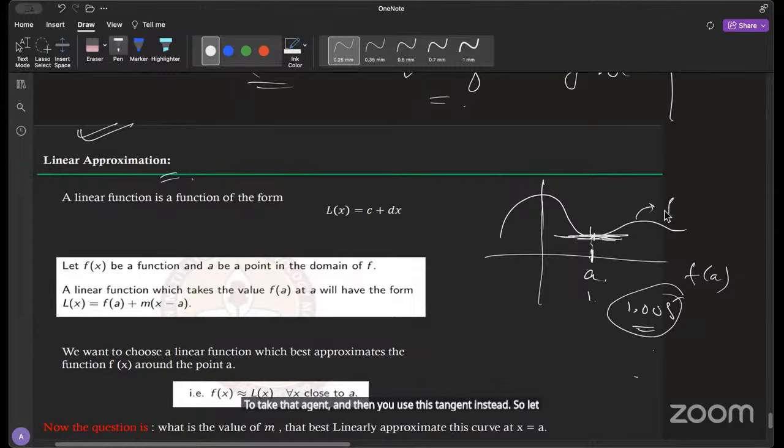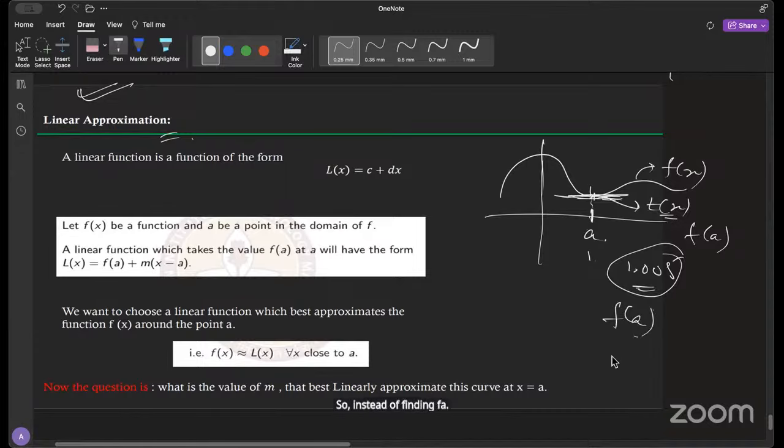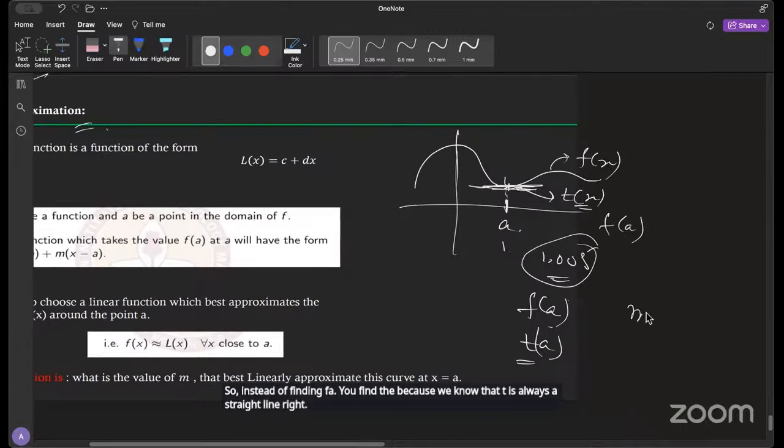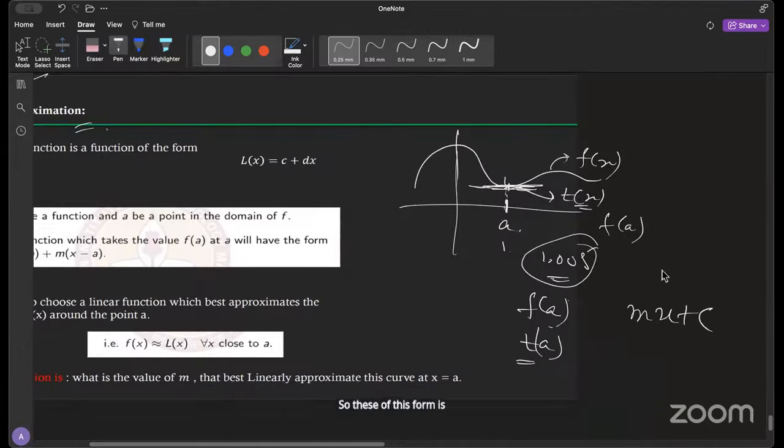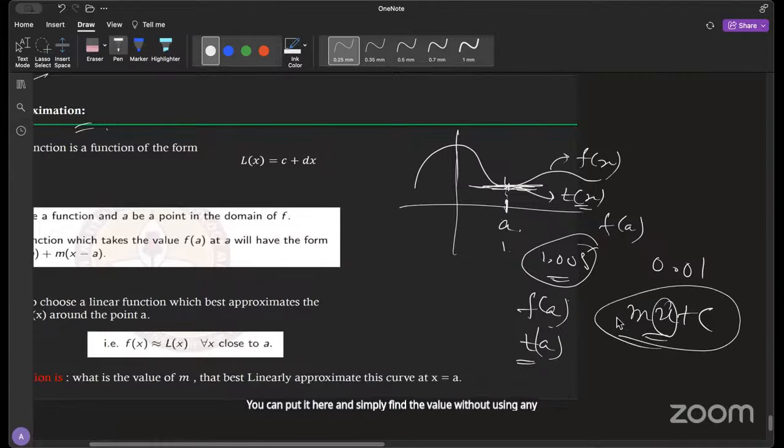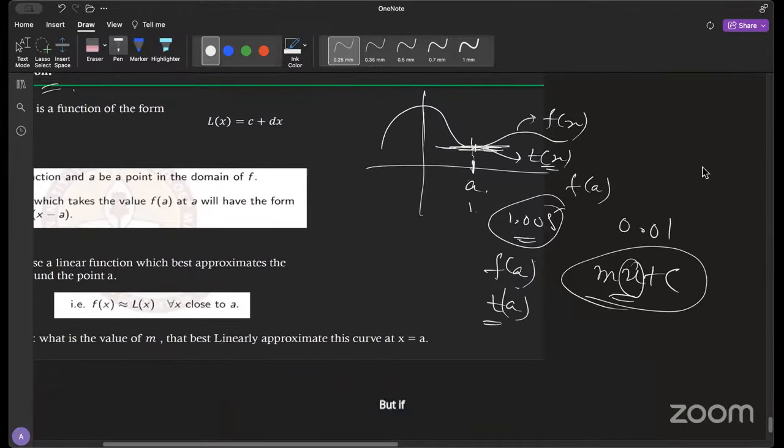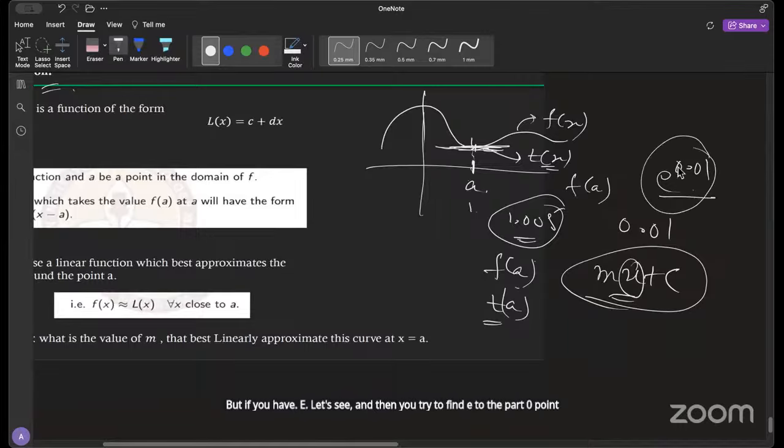So let's say this is your curve f(x) and your tangent is T(x). It's a straight line. So instead of finding f(a), you find T(a), because we know that T is always a straight line of the form mx plus c. Now, if you need to find the value at 0.01, you can put it here and simply find the value without using any calculator. But if you have e to the power 0.01, you can't do it without some scientific calculator, right?